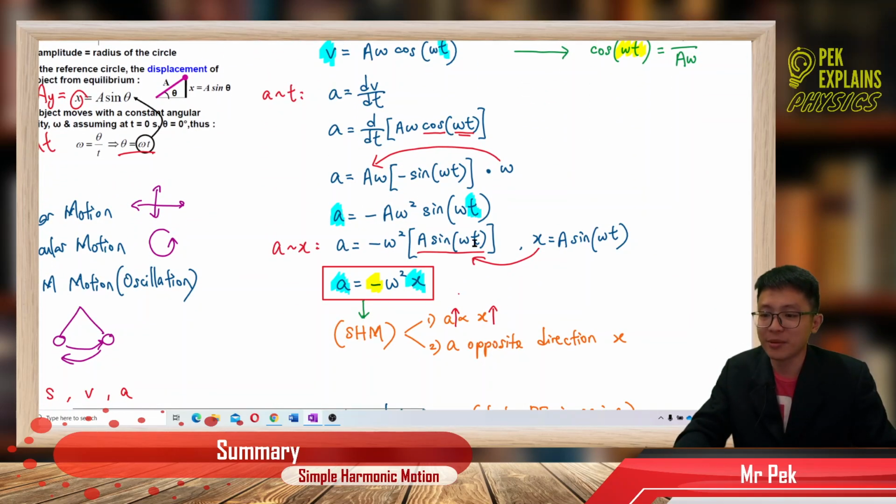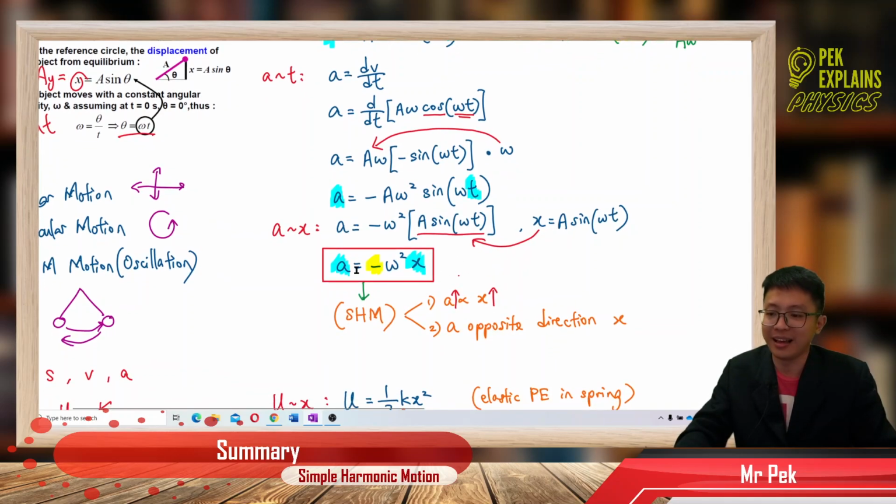Okay, so A sine omega t, we can substitute A sine omega t with x. Use the x-t formula. A sine omega t we substitute with x. And this one we substitute with x. And that's why we get what? We get a equal to negative omega square x. So this is the a-x formula.